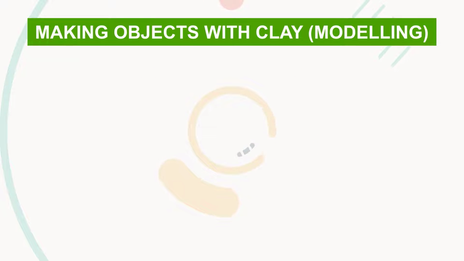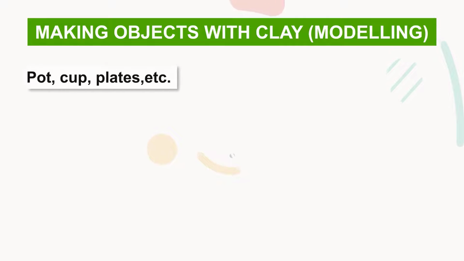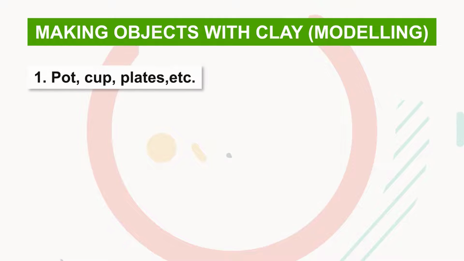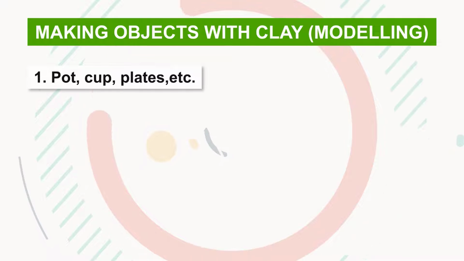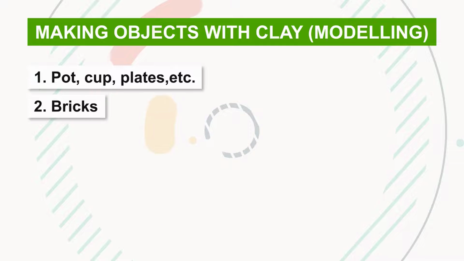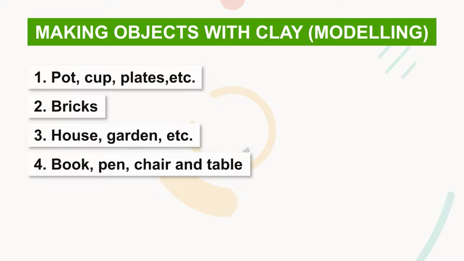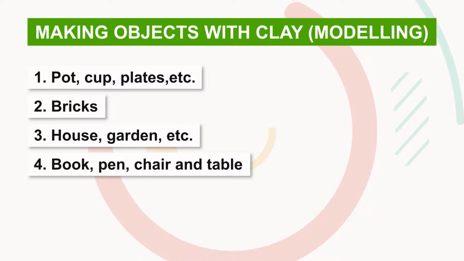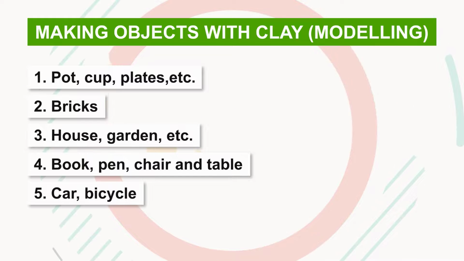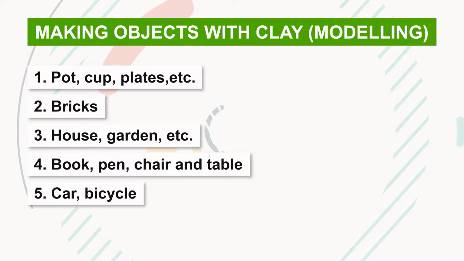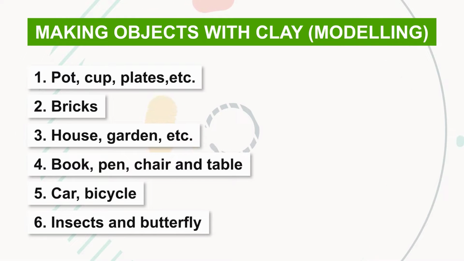Making objects with clay. Modeling. Number 1, pot, cup, plate, etc. Number 2, bricks. Number 3, house, garden, etc. Number 4, book, pen, chair, and table. Number 5, car, bicycle. Number 6, insect and butterfly.